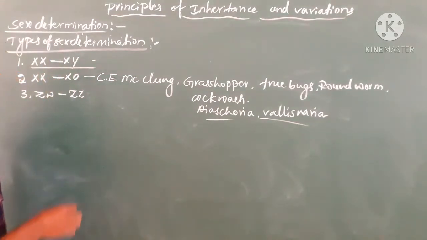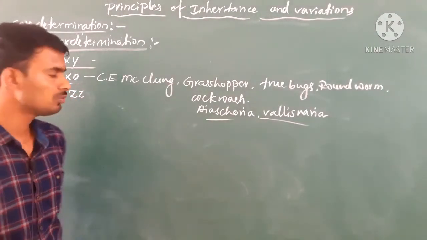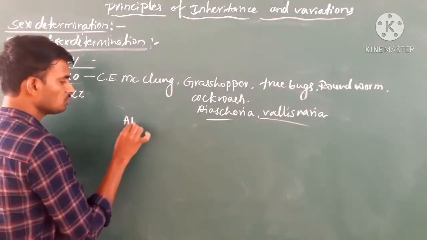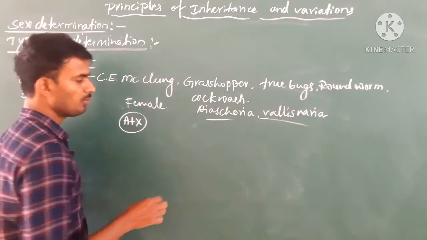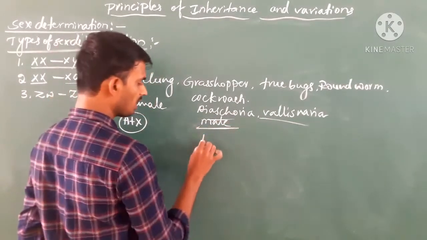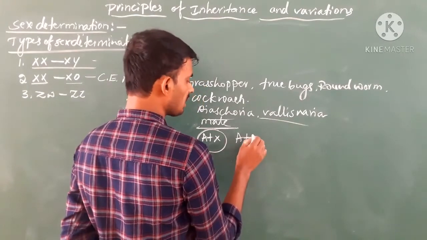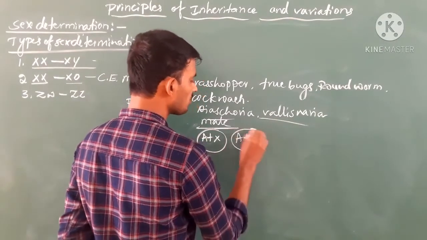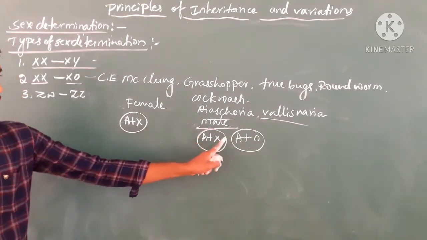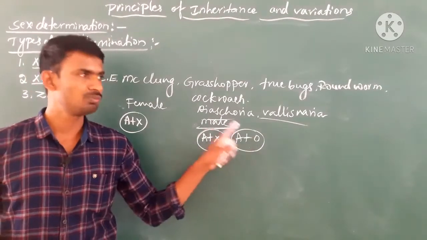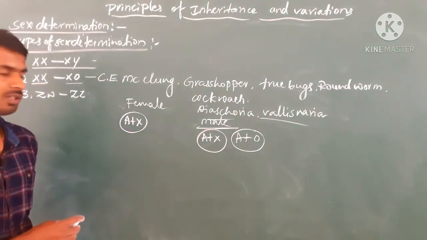Here the females are in the homogametic condition. The males are in the heterogametic condition. The chromosomal complement of the females is autosomes plus X chromosomes. The chromosomal complement of a male in the heterogametic condition is autosomes plus X chromosome in 50% of the sperm cells, and the remaining 50% of the sperm cells contain only autosomes, with absence of the allosome. Depending upon the sperm carrying the X or the absence of the sex chromosome, the sex of an individual is established.